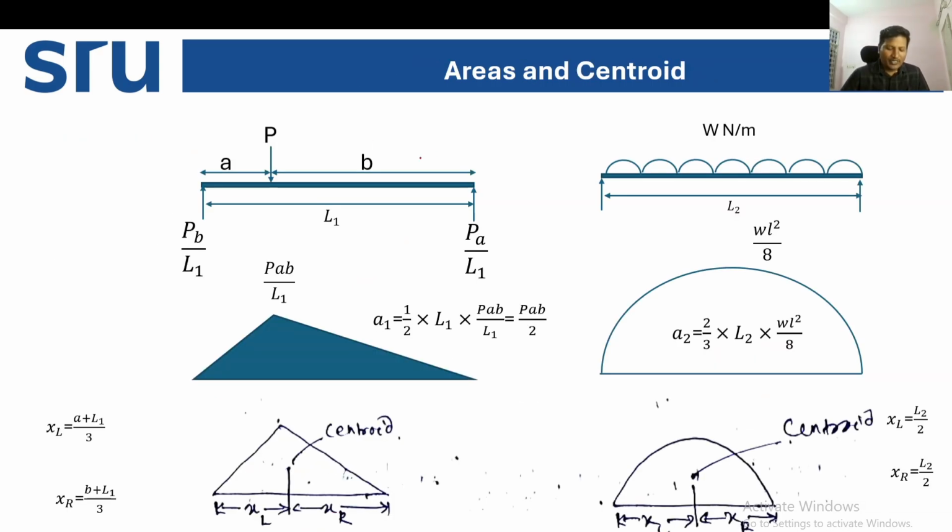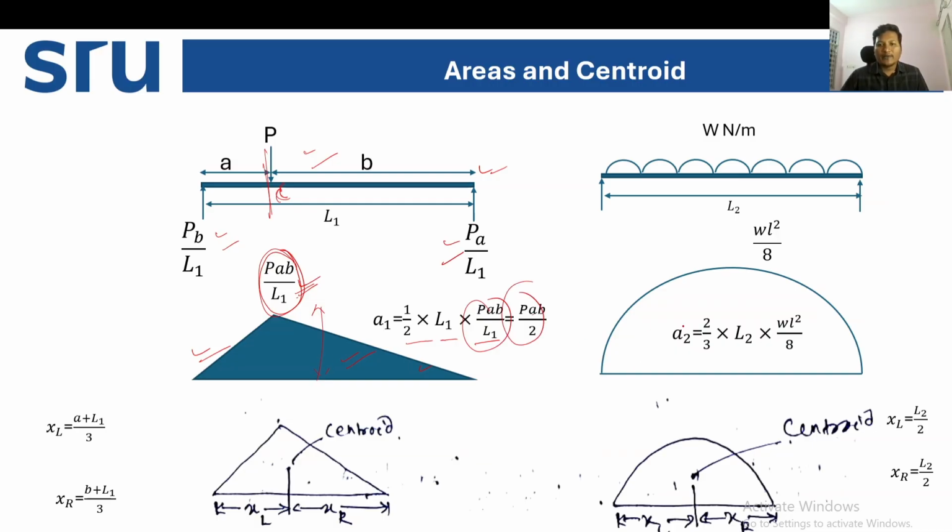So how can we calculate the areas? We have to draw the free bending moment diagram. To calculate this, PAB by L1, either remember this formula, or consider this span including the loading diagram, find the support reactions and calculate the moment at the location where the point load is. At the end, we get PAB by L1, and the area of this triangle is half into base into height. Base is L1 and height is PAB by L1, so the area is PAB by 2.